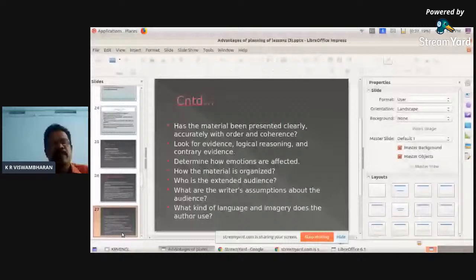Determine how emotions are affected. By reading this material, how emotions are getting affected. Another important point is, I told you, the author has a definite purpose for the readers. The styles, devices, everything should be analyzed critically. The style and language, everything should be analyzed critically.